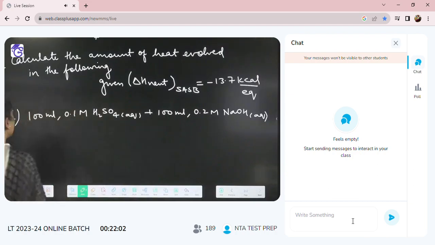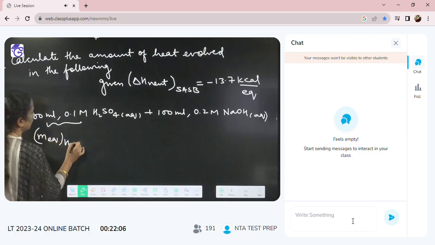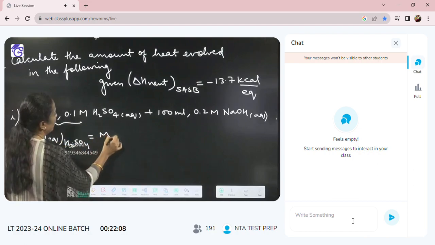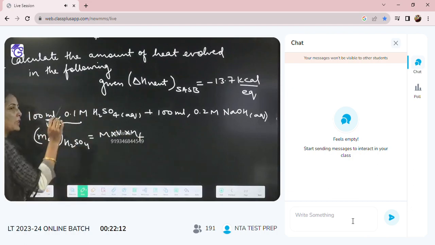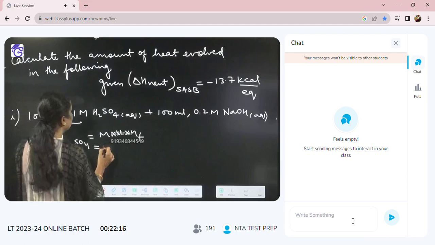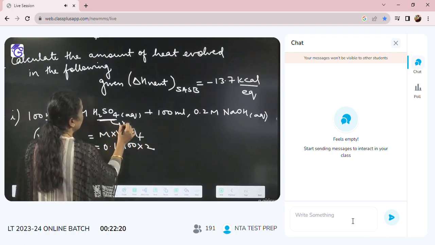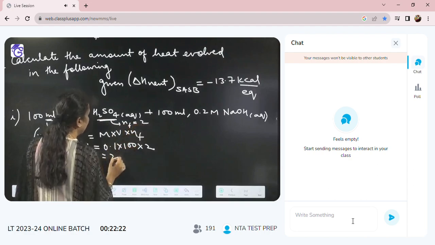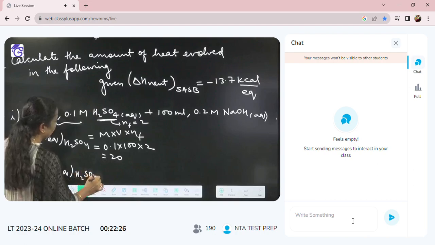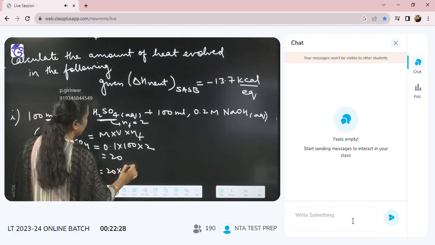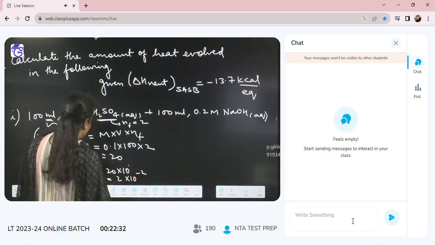Try to understand this. First of all, you find out the milliequivalents of H2SO4 here. That will be molarity into volume into n factor. And why am I writing milliequivalents? Because I know that volume is given in ml. So here it is 0.1 into 100. The n factor for H2SO4 will be 2. So are you getting 20 milliequivalents? So the number of equivalents of H2SO4 will be 20 into 10 to the power of minus 3, which gives you 2 into 10 to the power of minus 2. Are we able to understand here?